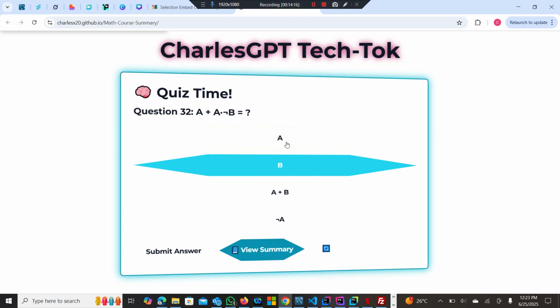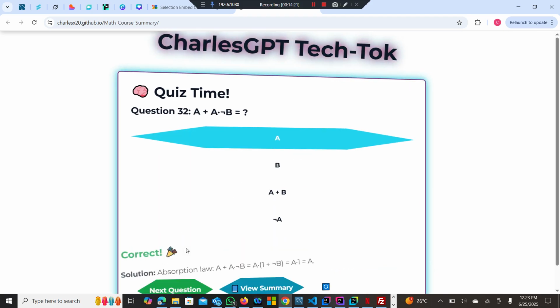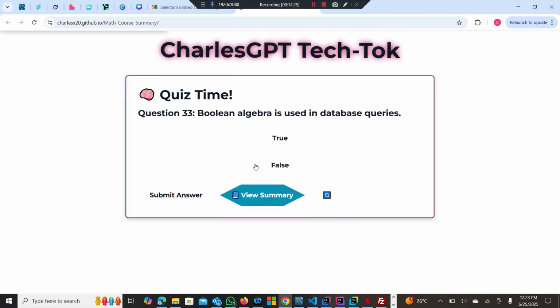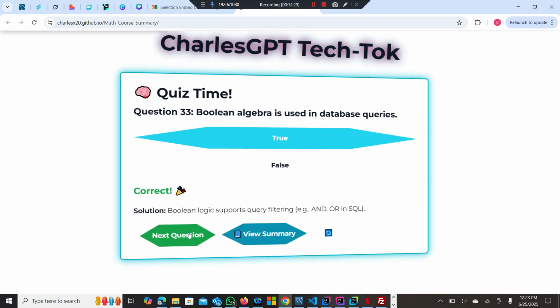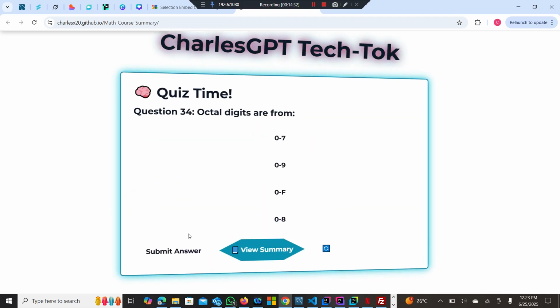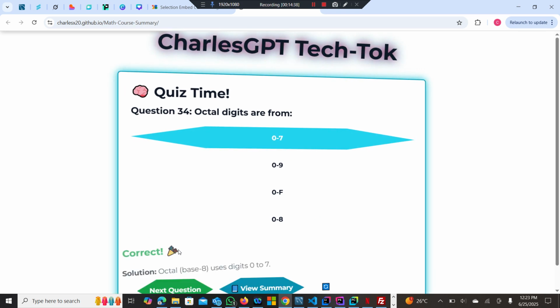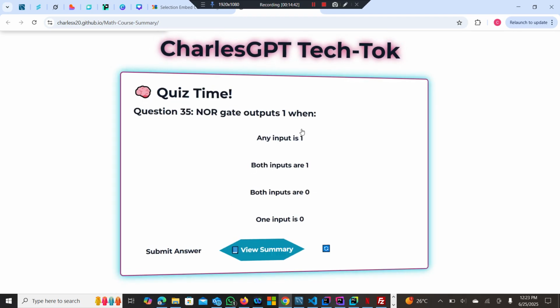Sorry, I think it just slowed down my system a little bit. So okay, absorption law. The answer is A. The next one, Boolean algebra is used in database queries, yeah, and many other programming languages as well. Next, octal is base 8, so we don't include the 8, so it's 0 to 7. Okay, so next question, NOR gate outputs 1 when both inputs are 0.